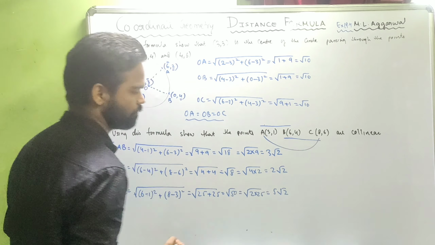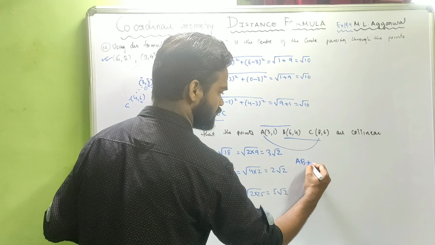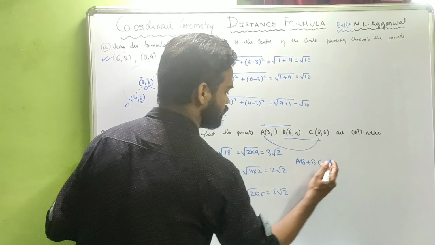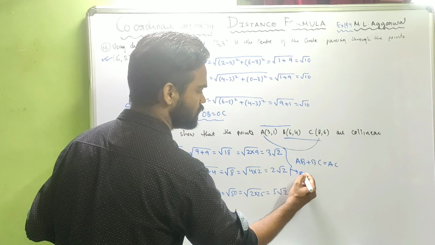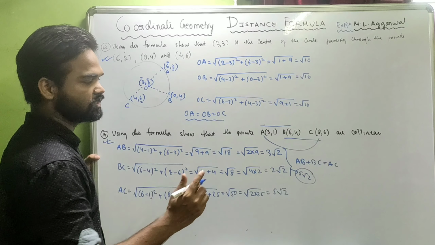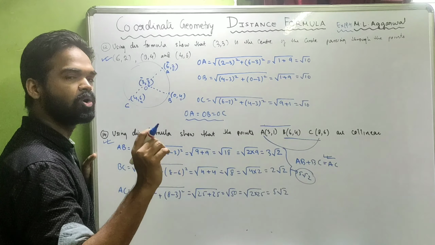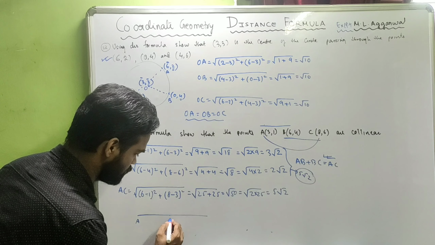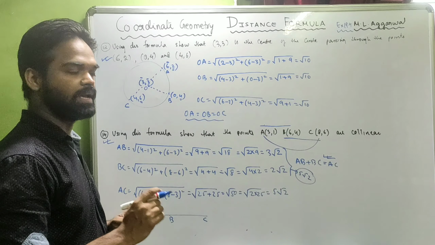root 2. Now clearly, AB plus BC is coming as AC. Just look carefully: 3 root 2 plus 2 root 2 is 5 root 2, isn't it? So AB plus BC equals AC. It clearly means that A, B, C are collinear, lying on the same straight line. Am I clear? Now let us look at the next sum.